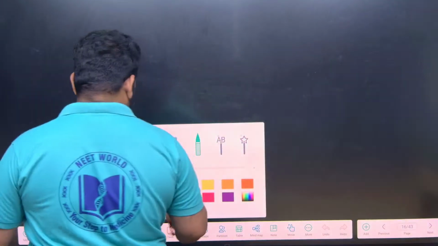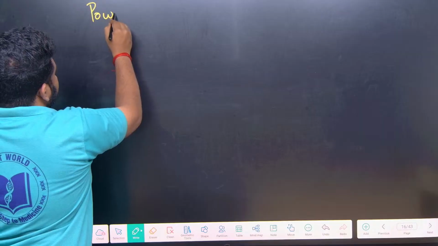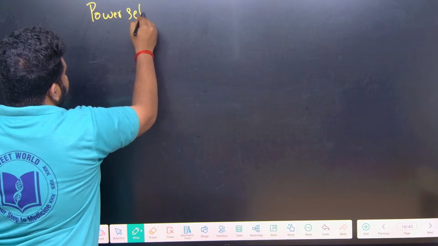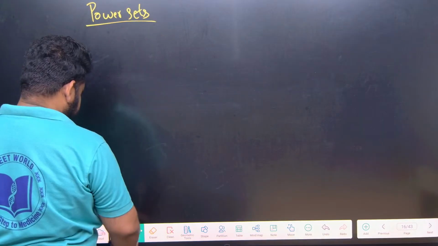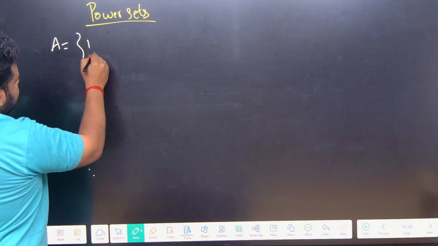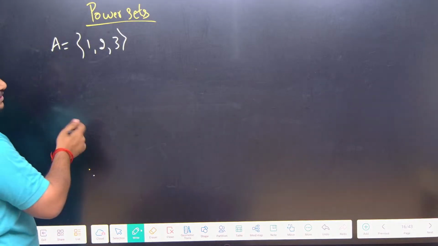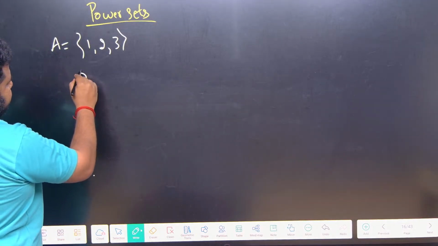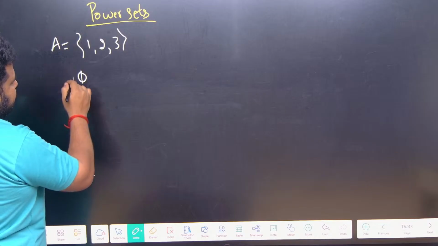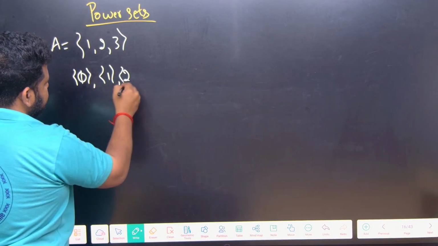Now let us go to a very important concept, power sets. Let me explain it to you through an example. Suppose set A is given as 1, 2, 3. What are the subsets of this? The empty set is one subset. 1 is one subset. 2 is one subset.